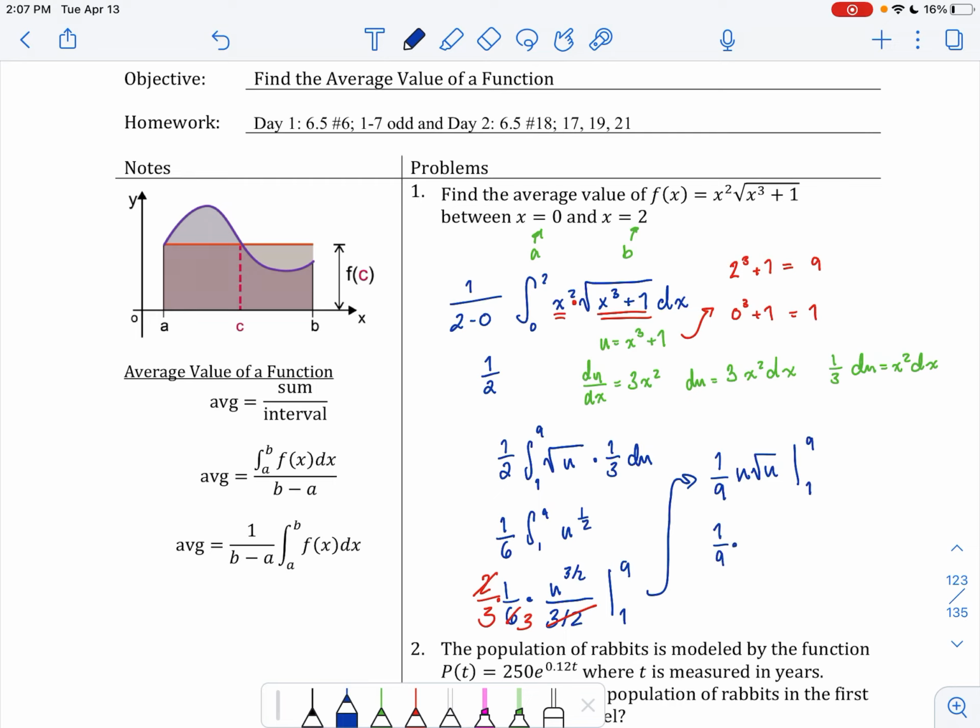So 1/9 times 9 root 9 minus 1/9 times 1 root 1 is 3 minus 1/9, which is equal to 26/9. So that would be the average value of this function between 0 and 2.